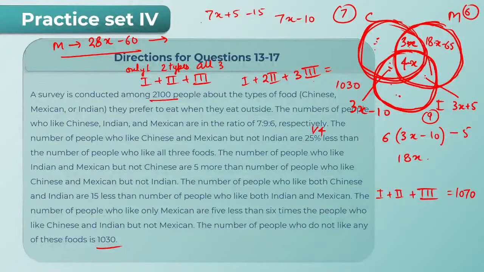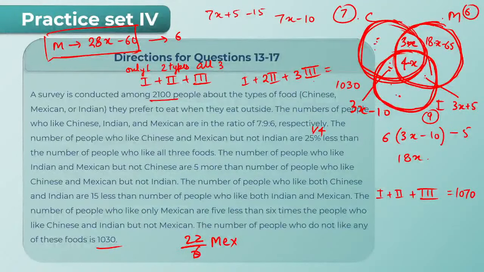Mexican का रेशियो कितना है? 6 है, ठीक है. टोटल रेशियो कितना हो गया? 22, right? So can I say that this total is 22/3 times of Mexican? Mexican का टोटल है 28x minus 60, right? So 28, 6 parts is 28x minus 60. So total are 22 parts, isn't it?